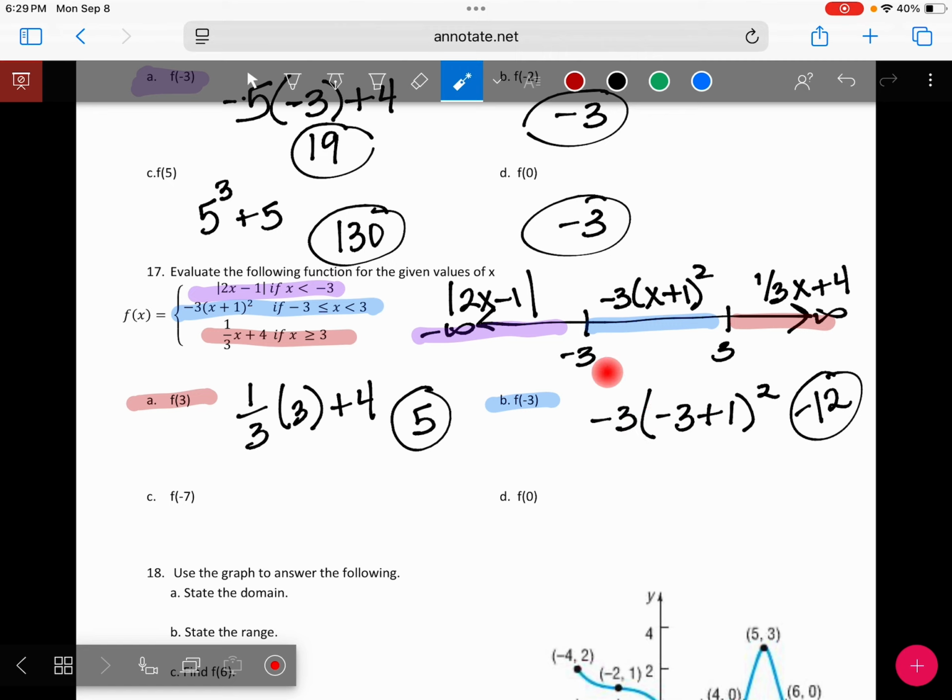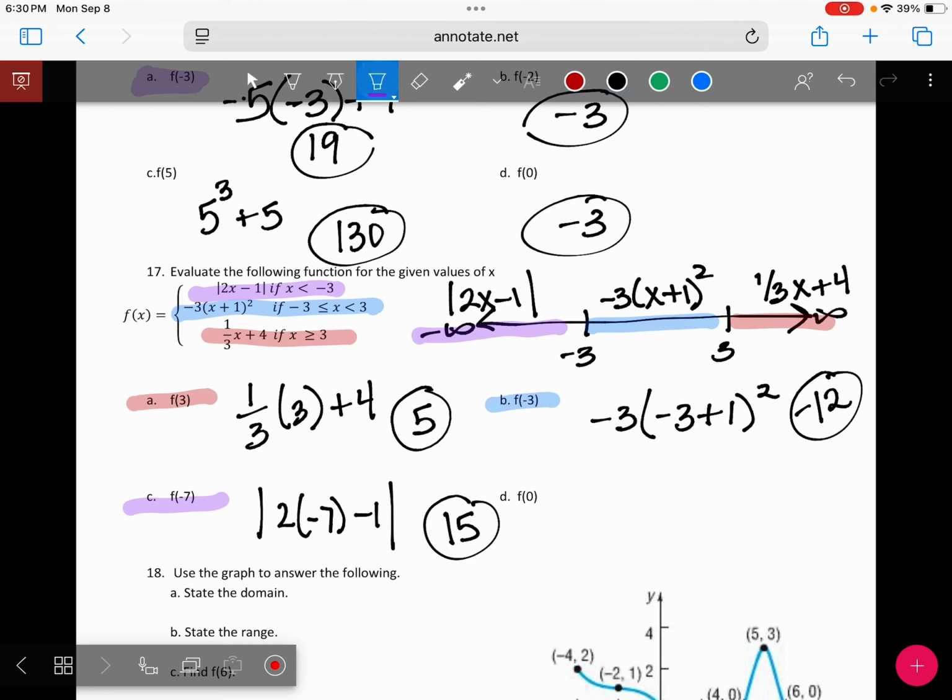Here, the -3 went into my quadratic, and I came out with -12. -7, you should say, belongs to the purple family. So that means I'm going to take the absolute value of 2 times -7 minus 1. Okay, 2 times -7 is -14. -14 minus 1 is -15. And the absolute value of -15 is +15.